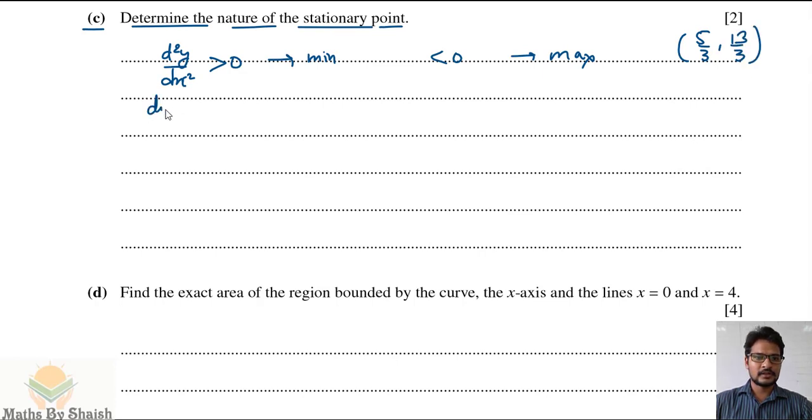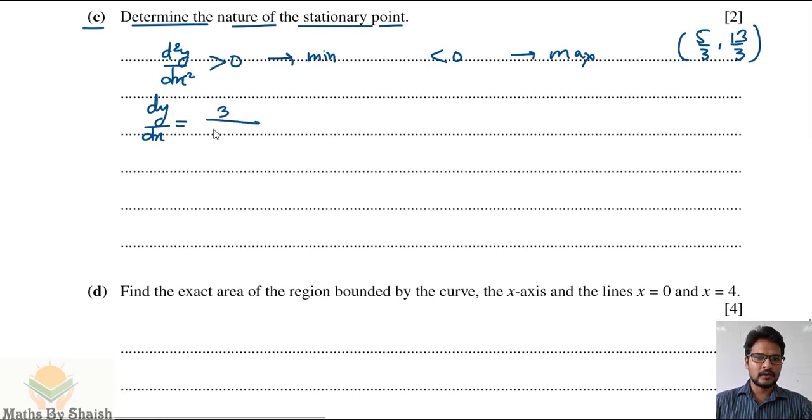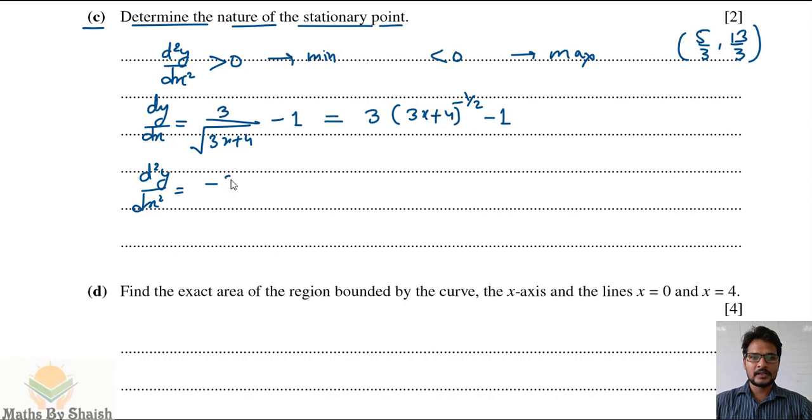So first of all, we'll copy what was dy over dx. Dy over dx is 3 over root 3x plus 4, minus 1, or we can rewrite this as 3 into (3x plus 4) to the power minus 1 by 2, minus 1. Then we will do the second derivative, that is d2y over dx2. It is minus 3 by 2 (3x plus 4) to the power minus 1 by 2 minus 1, and into the differentiation of the bracket by chain rule, so it is going to be 3 minus 0 because the constant is there.